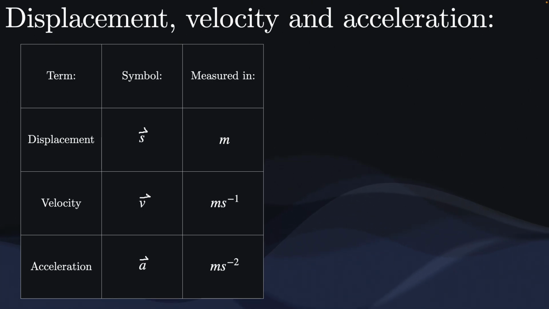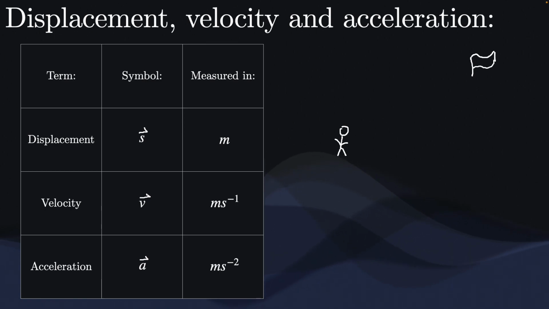And then we have velocity. Now, velocity refers to the rate of change of displacement. So if we have this guy here and he goes here, the velocity refers to how long it takes for this guy to get from there to there. It refers to the rate at which this guy can travel.